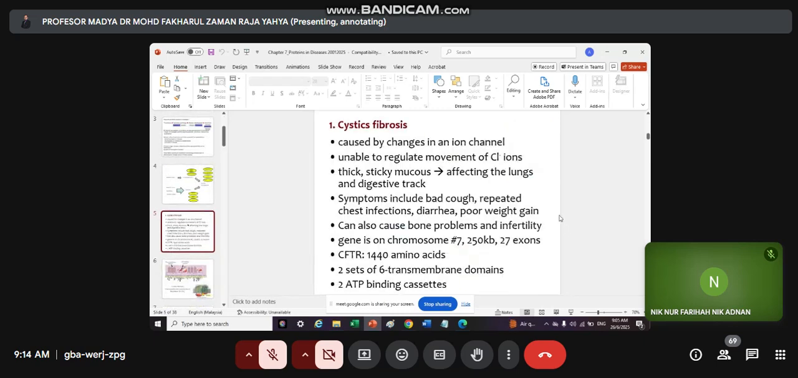Okay, moving on to the first disease that involves abnormal proteins. So it is called cystic fibrosis, which is also caused by a pathogen, namely Pseudomonas aeruginosa. It is related to colonization by Pseudomonas aeruginosa.